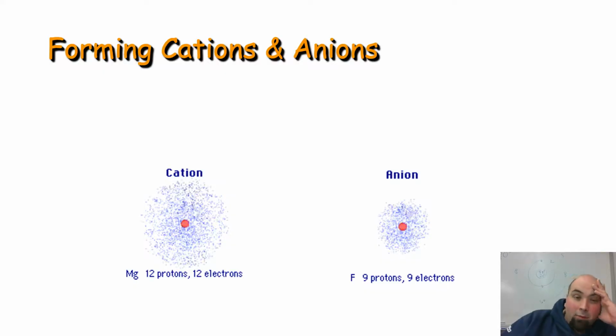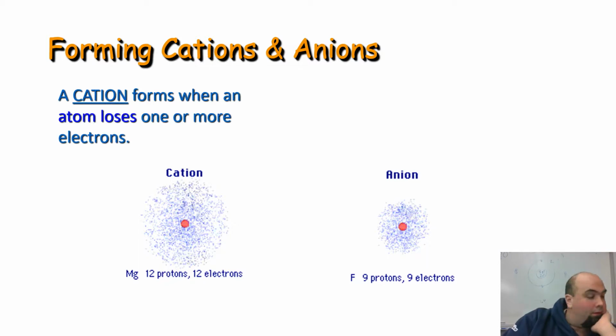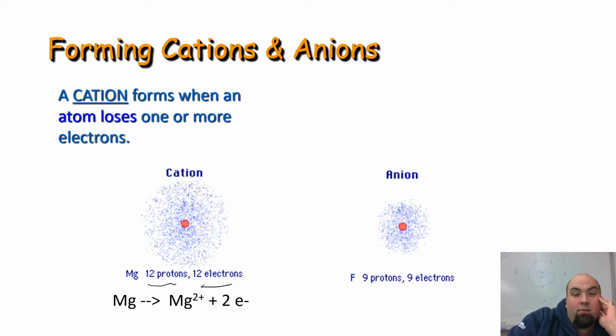So forming cations. A cation forms when you lose an electron or more than one. So a neutral atom of magnesium has 12 protons and 12 electrons. If we take away 2 electrons, now we have a charge of 2+.